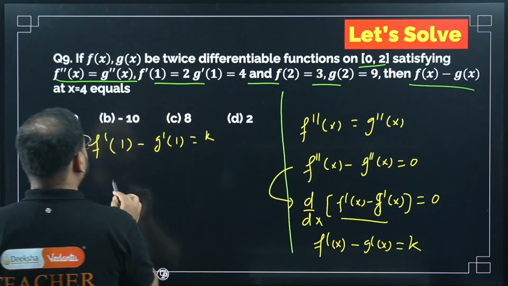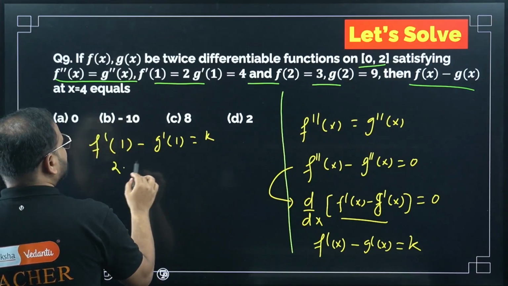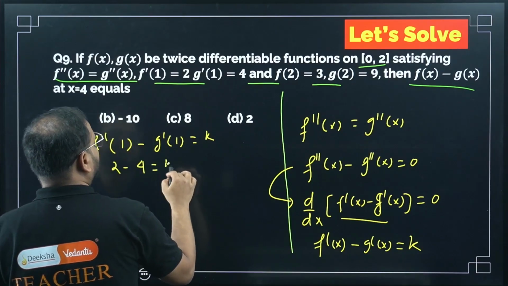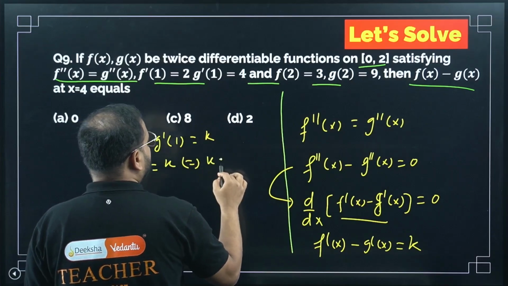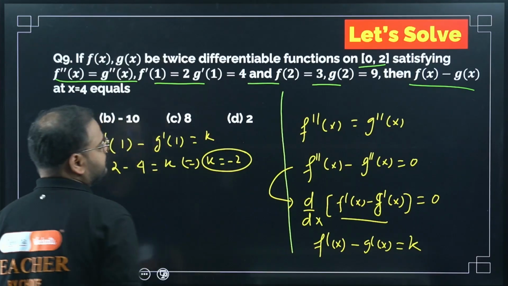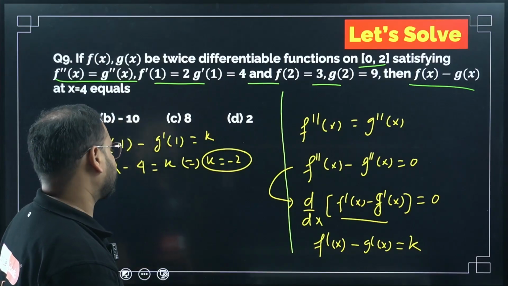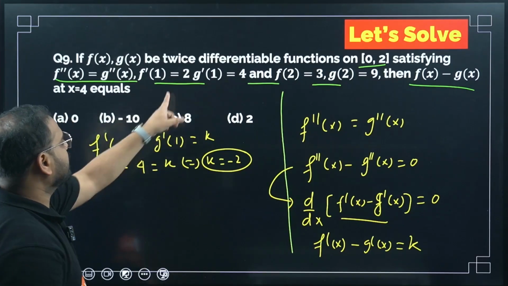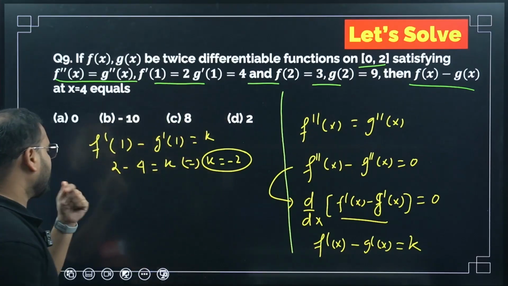K. How much is that in that case? It's going to be 2 minus 4. How much is then k equals to? K equals to minus 2. Any problem there? No problem, sir. 2 minus 4 is minus 2. Okay. Now we got k.